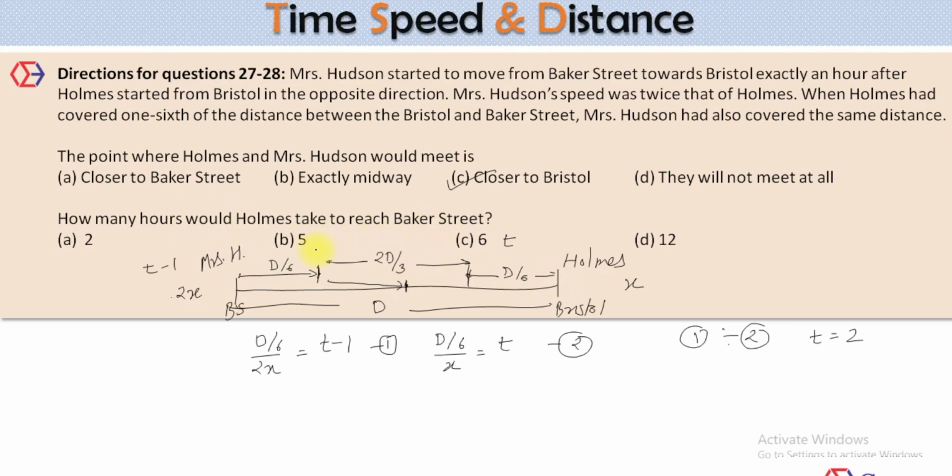This is the question. How many hours would Holmes take to reach the Baker Street? This is Holmes. He's already covered this D by 6 in how many hours? 2 hours. And to cover D by 6, you need 2 hours. So to cover D, you need how many hours? 12 hours. So the correct answer for this part becomes how much? 12. I hope this is clear to everyone. Let's move on to the next one.